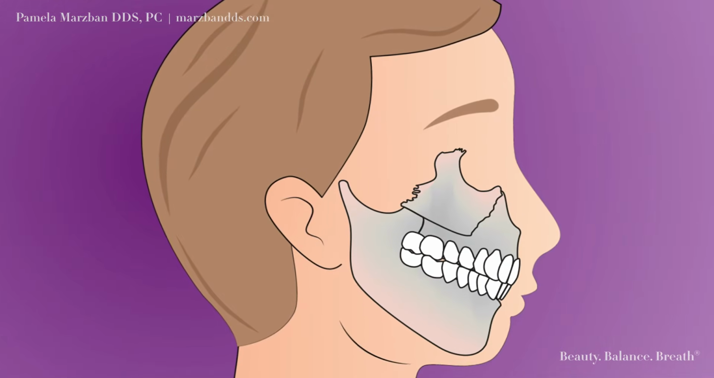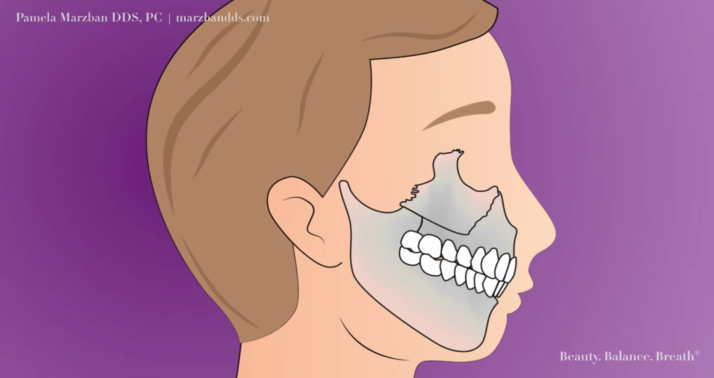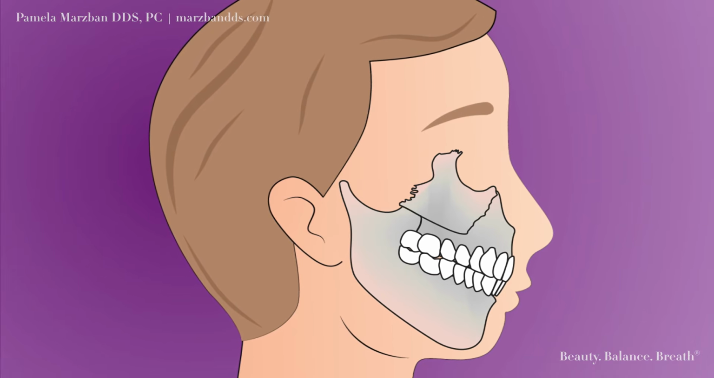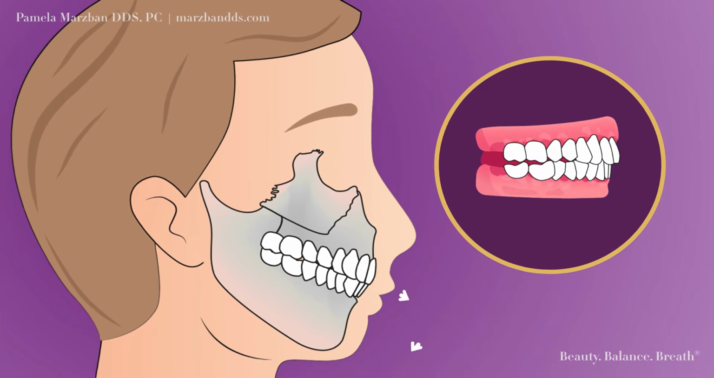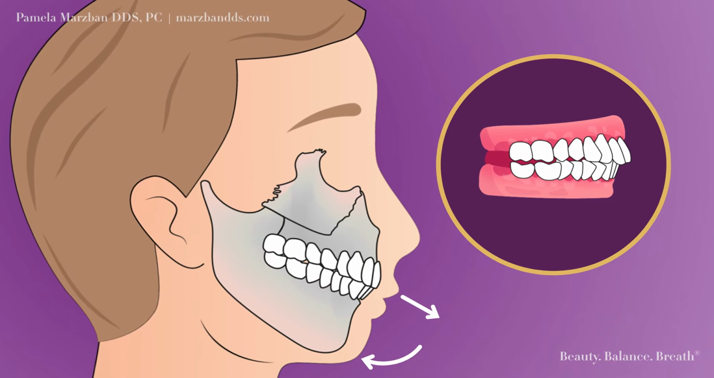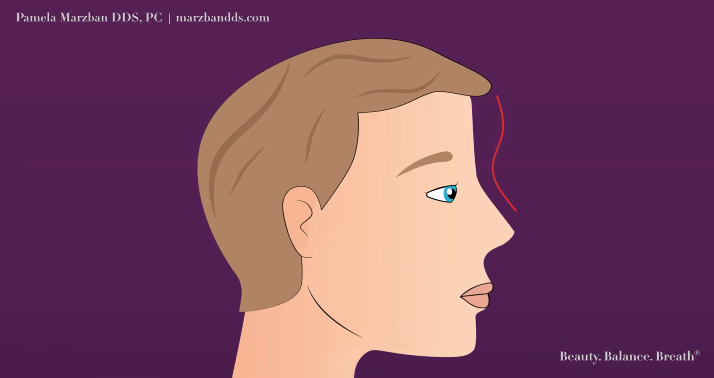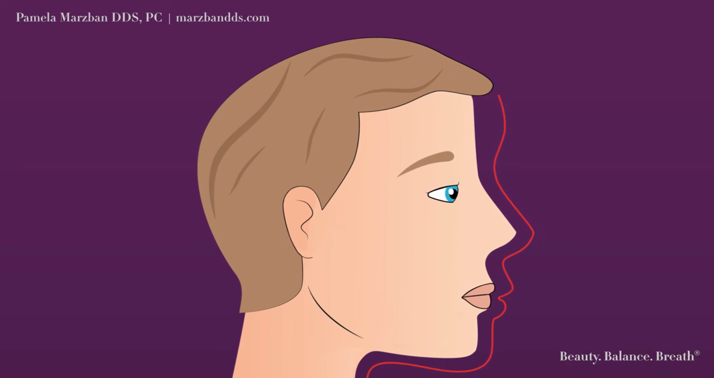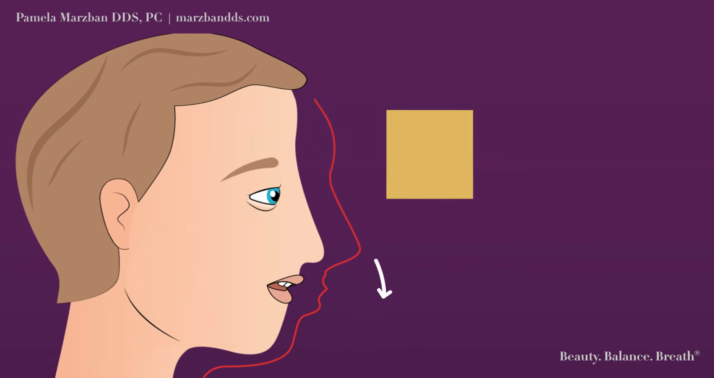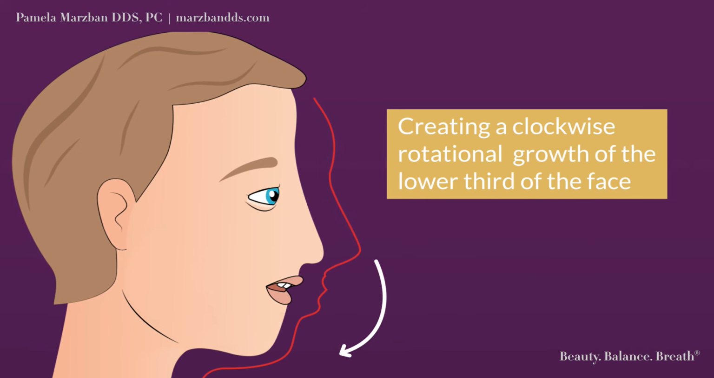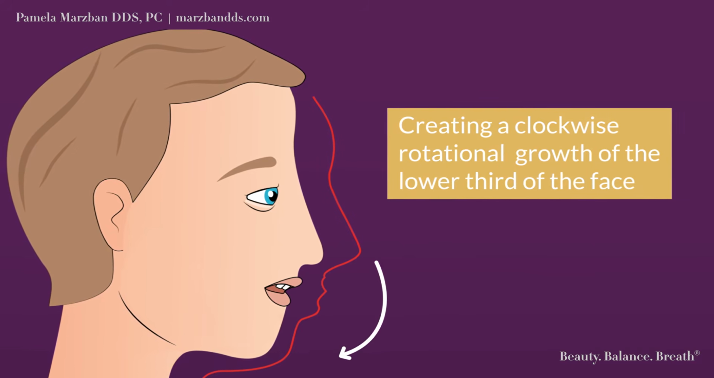The lower jaw follows. It also grows underdeveloped. Teeth come in misaligned and will start to get trapped back behind the upper jaw in a retruded position. The suppressed growth of both jaws causes them to grow down and back into the airway, creating a clockwise rotational growth of the lower third of the face.